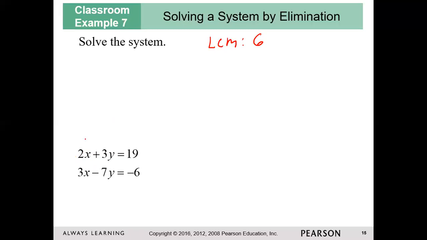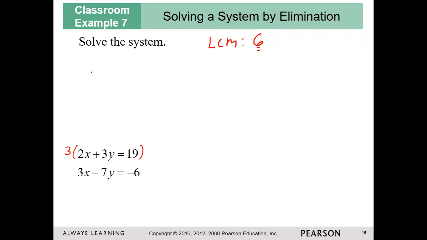And again, the reason why I selected the x instead of selecting the y is that the LCM between 3 and negative 7 is just a bigger number. So that's the reason why I selected x, is that the LCM is 6 instead of 21, okay? So what I'm gonna do is I'm gonna multiply everything in this equation by 3, because that is the number that I need to multiply 2 by to get my LCM.